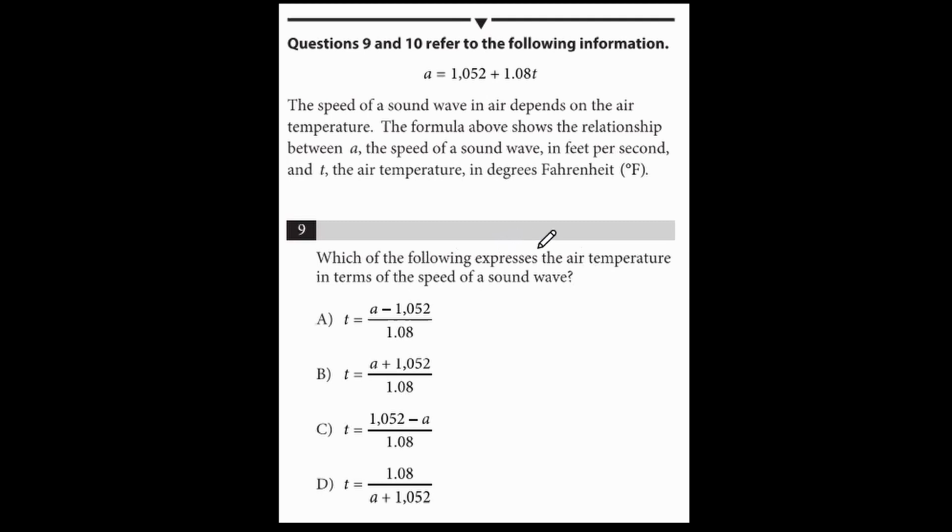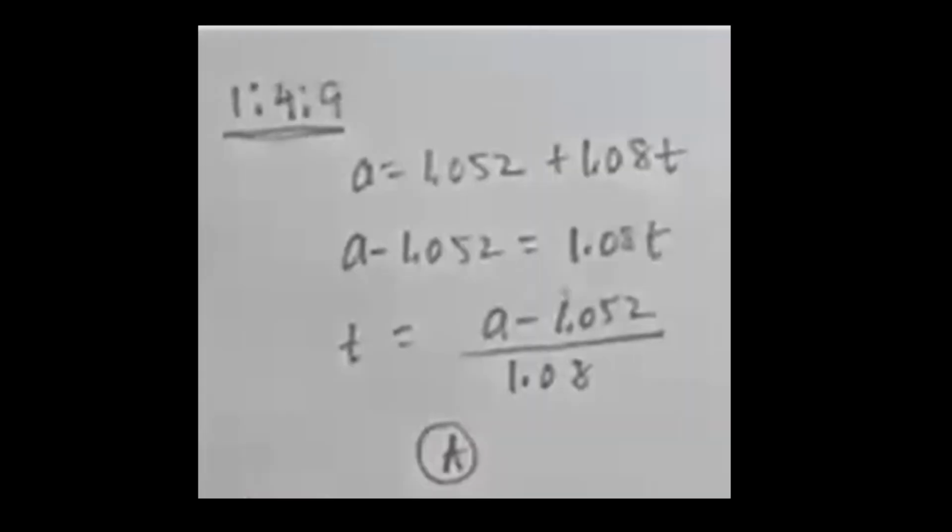Which of the following expresses the air temperature in terms of the speed of a sound wave? Now, this is one you could either do on paper or in your head. I decided to go ahead and do it on paper. It's really quick. I wrote out the equation, moved this value over to this side and divided by the 1.08. And with a high level of certainty, A is your answer.